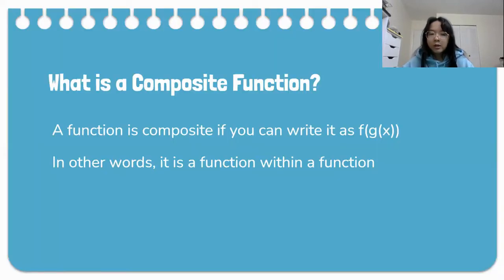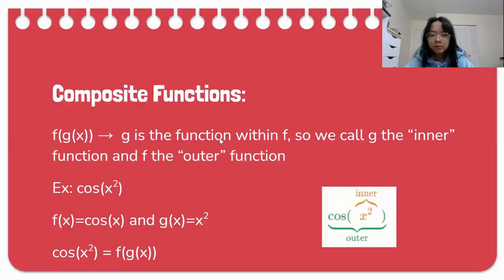What is a composite function? A function is composite if you can write it as f of g of x. In other words, it is a function within a function. For f of g of x, g is the function within f. So we call g the inner function and f the outer function.